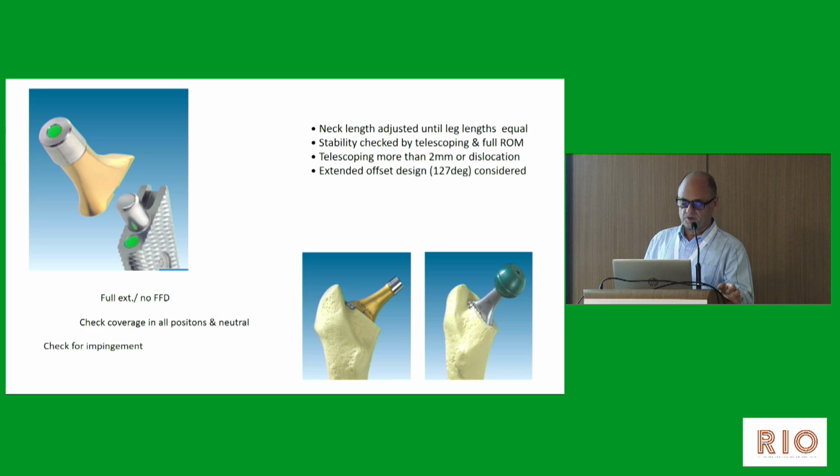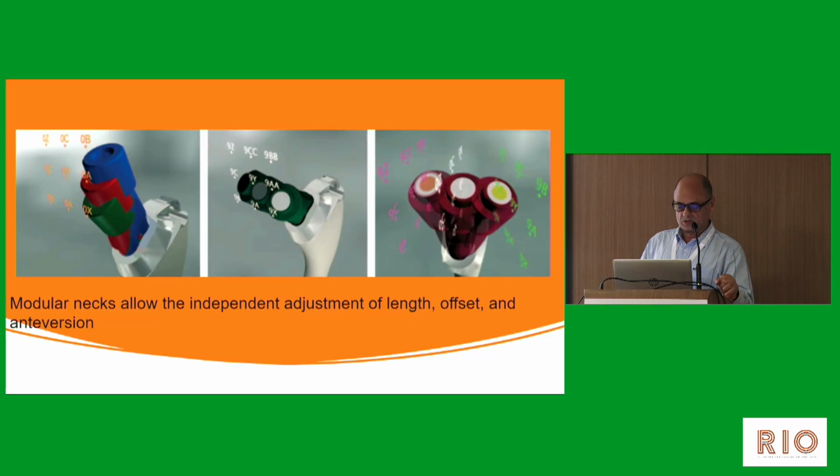So there should be no FFD, and full extension should be possible, because many times under anesthesia, in fact in spinal anesthesia, the patient is a little tight. If you can request your anesthetist to at least give a top up and see that you get a full extension on table, that is probably a desired position. So check for any impingement. Modular necks allow independent adjustments of length, but then you need to see that the stability is still maintained. So as Dr. Londe said, intraoperative tests like the shuck test, whatever test that is called, are not very positive.